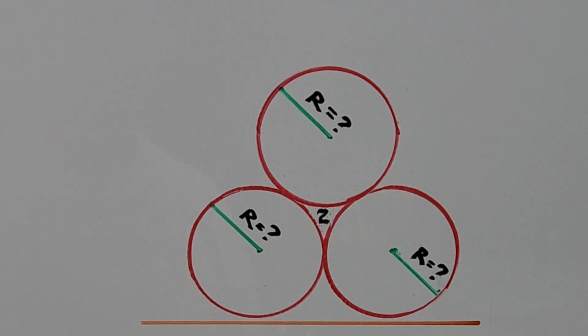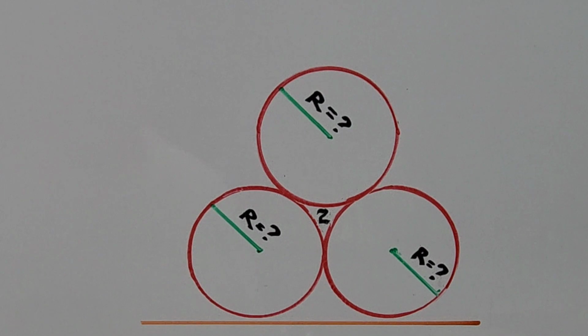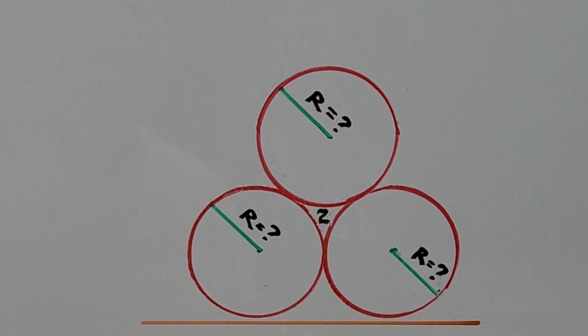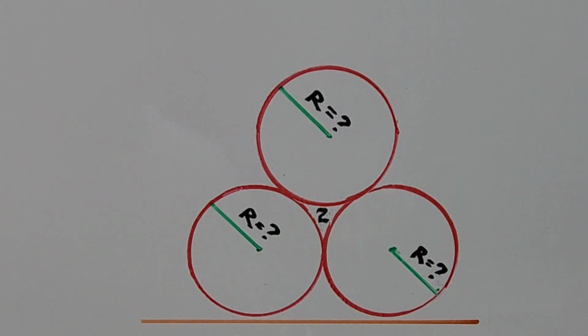We have here three equal size tangent circles such that they enclose an area of 2 square units. And in this video, we're going to solve for the radius of the three identical circles which are tangent to each other. And so, how do we solve for the radius of these identical circles?